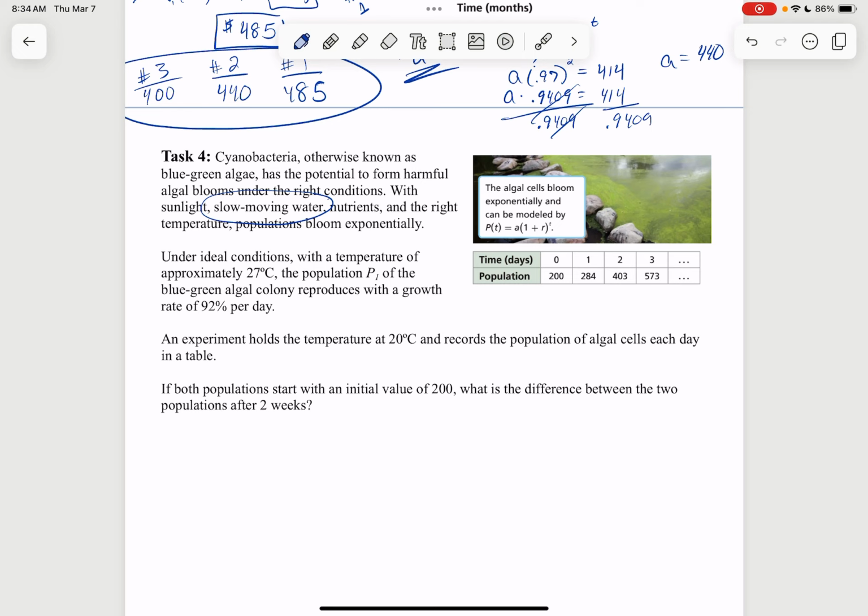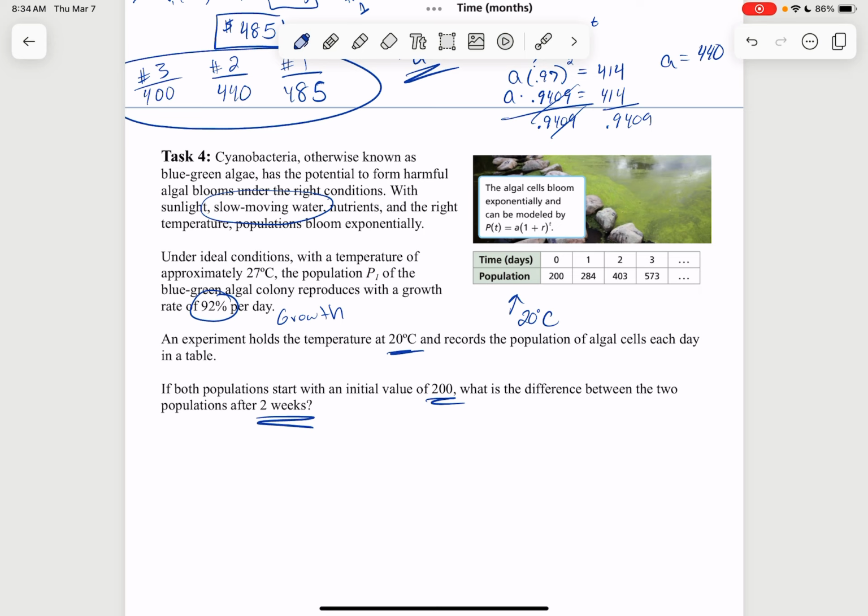Under ideal conditions, with a temperature of approximately 27 degrees Celsius, the population P sub 1 of a blue-green algal colony reproduces with a growth rate of 92% per day. So again, that is growth. An experiment holds a temperature at 20 degrees and records the population of algal cells each day in the table. So this table up here is what happens when it's at 20 degrees Celsius. If both populations start with an initial value of 200, what is the difference between the two populations after 2 weeks?